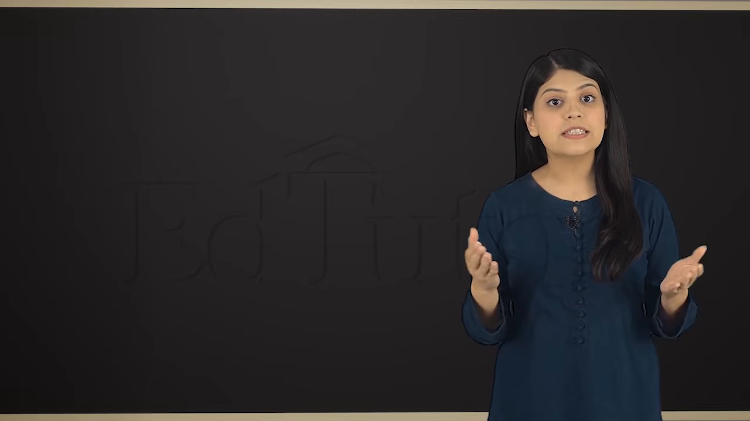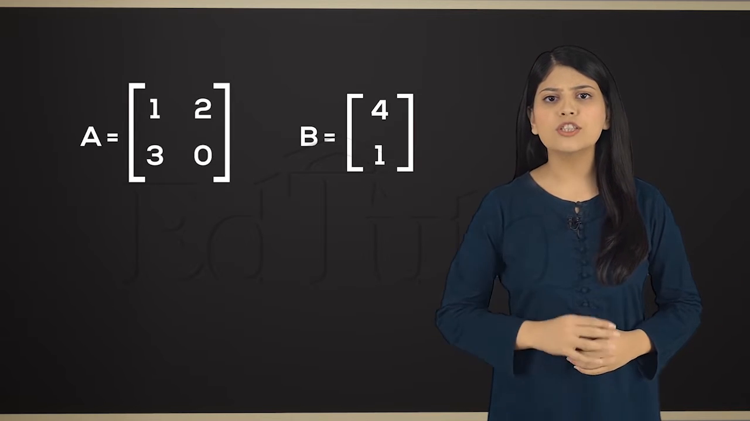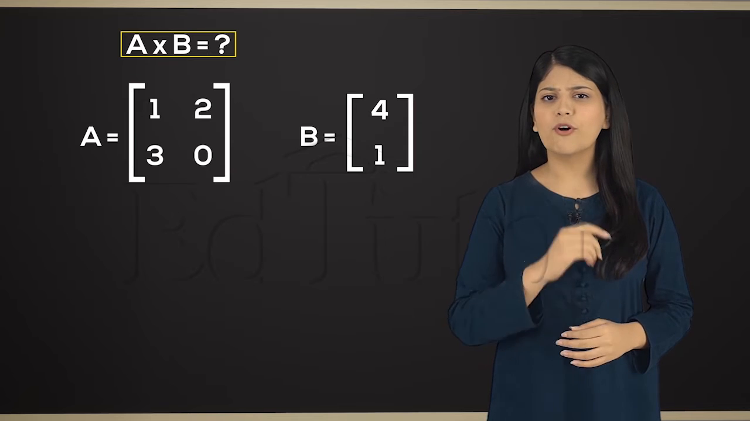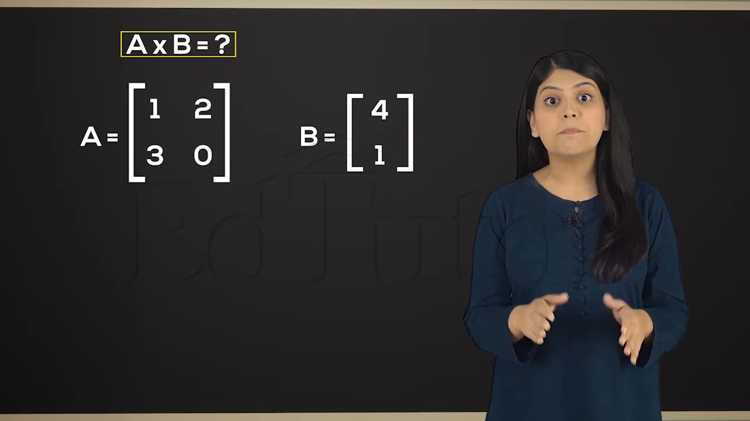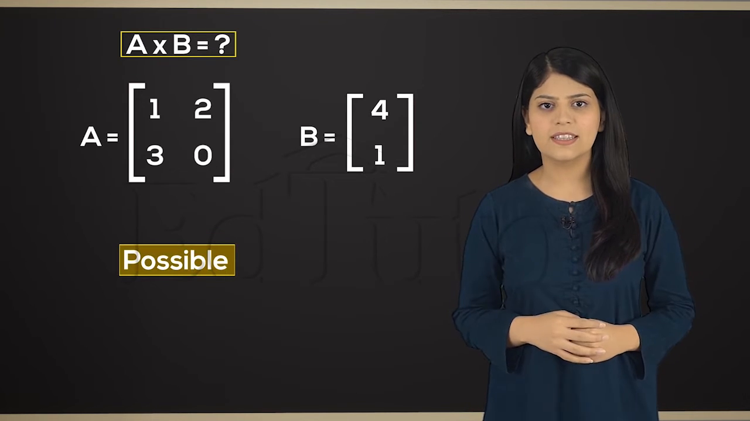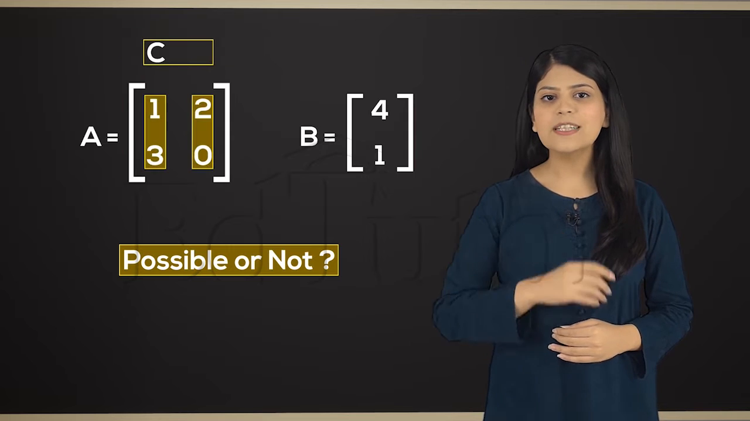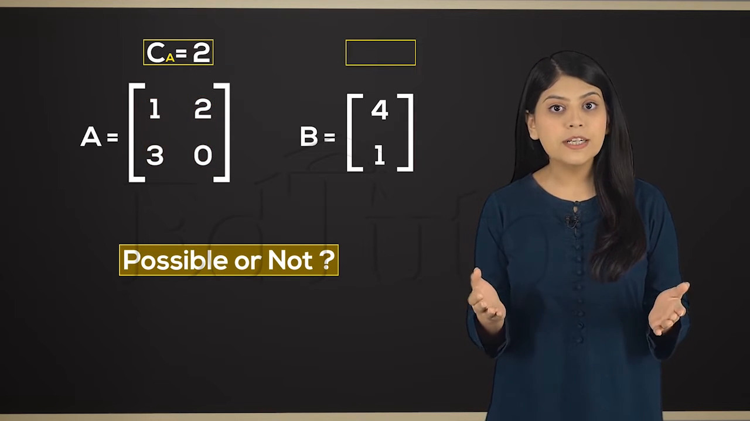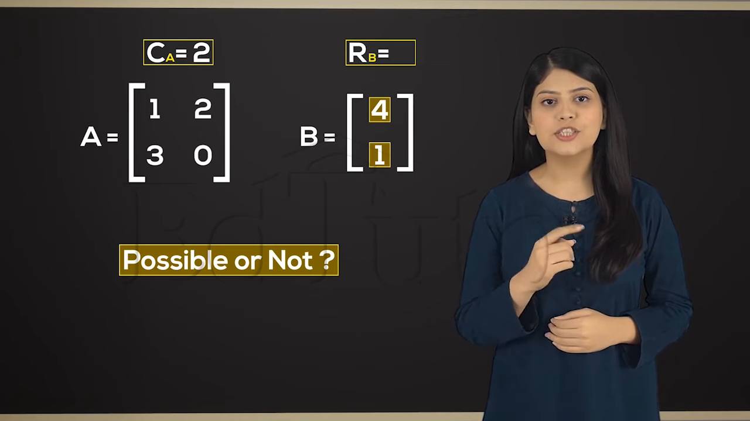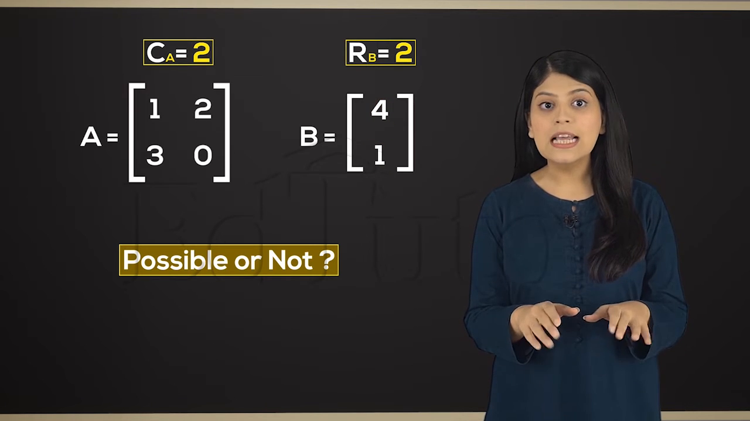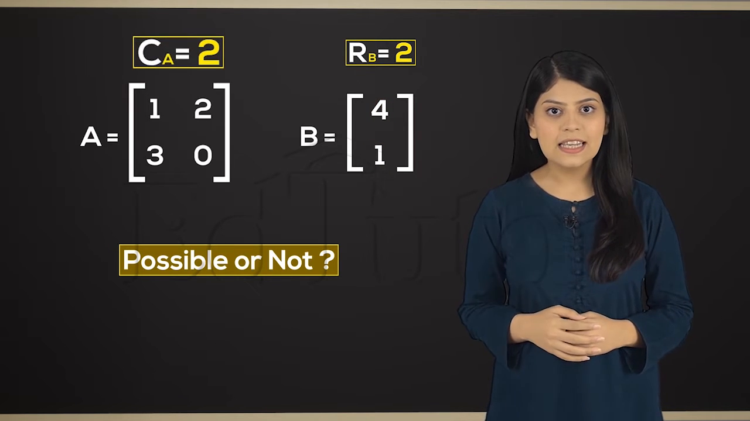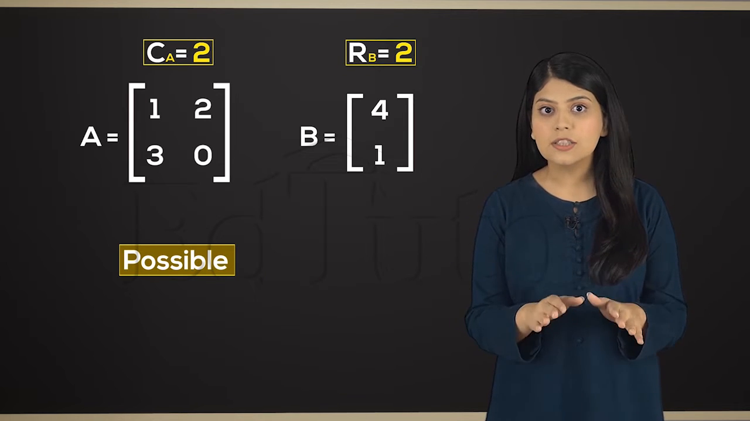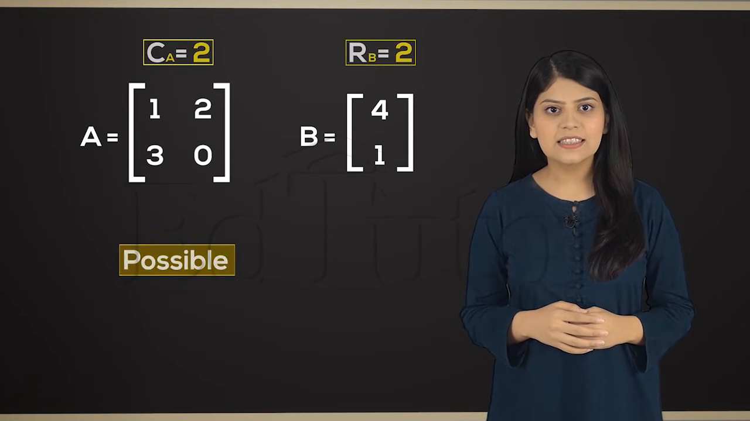Let's say we have matrices A and B, and we want to multiply them to find AB. But before we do that, we need to check if the multiplication is even possible. How? Note the number of columns in A, 2, and the number of rows of B, 2. Since they are equal, that is, columns A is equal to rows B, the matrices are eligible to get multiplied.